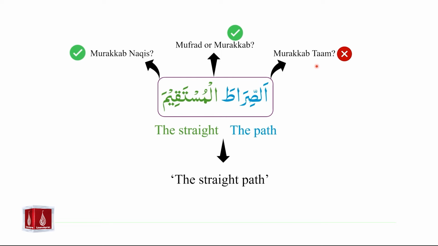Is it a murakkab naqis? Yes, it is. And what type of murakkab naqis? It is a descriptive phrase or murakkab tawsifi. Why? Because it is a murakkab or a phrase that includes a sifat and a mosuf. In the case of as-sirat al-mustaqima, the mosuf is as-sirata, which is the path, and al-mustaqima, which is the sifat.